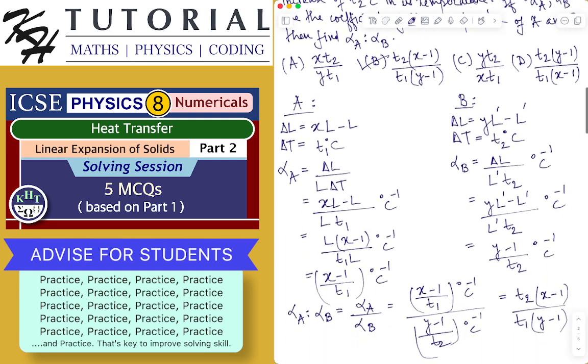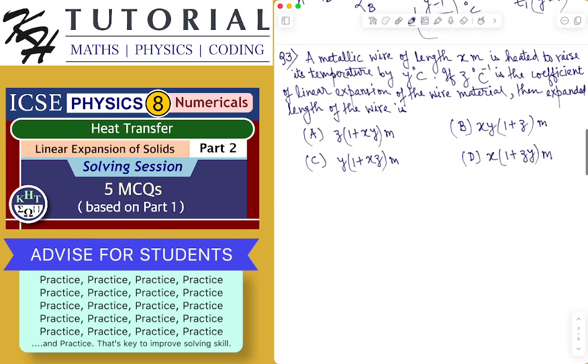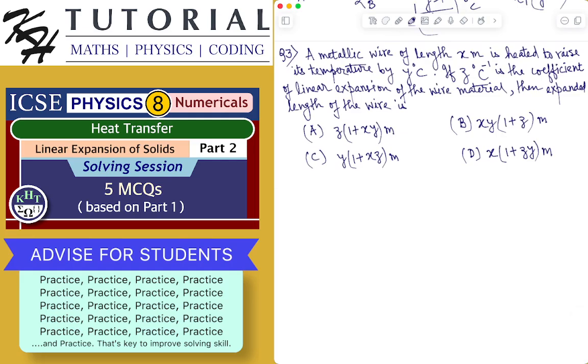Okay, let's see the next problem. Question number 3. A metallic wire of length x meter is heated to raise its temperature by y degree centigrade. If Z per degree Celsius is the coefficient of linear expansion of the wire material, then the expanded length of the wire is. We have to find the final length of the wire after expansion. What is given? The original length of the metallic wire is given to be x meter.